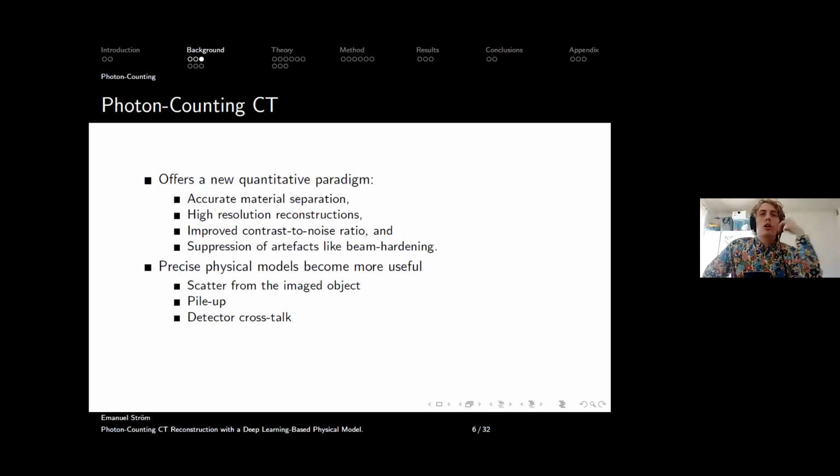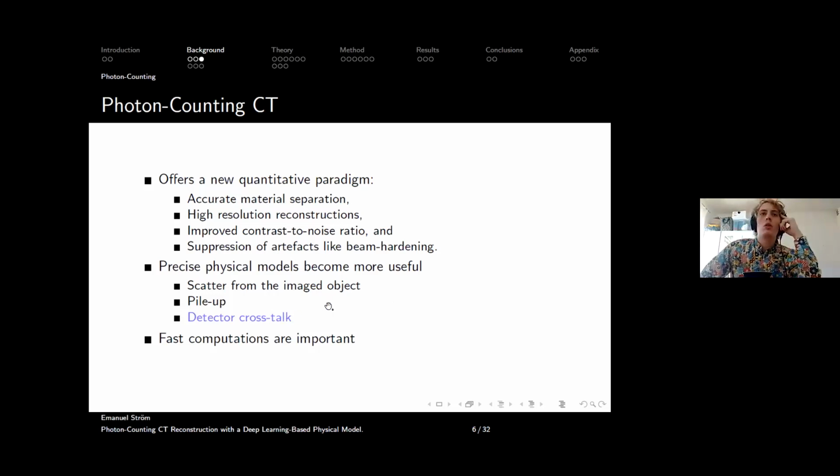And on the other hand, you also want to have fast computations. You want fast reconstructions in CT. So, as I'm going to explain later, there's going to be a trade-off between physical accuracy and fast computations. Of course, there's a lot to think about in terms of physical models here, but the main focus of this thesis has been on detector crosstalk.